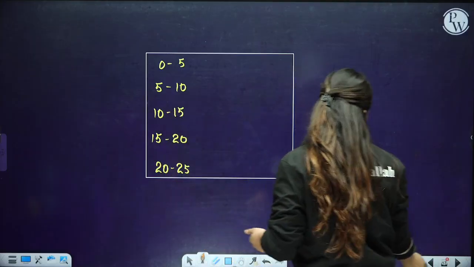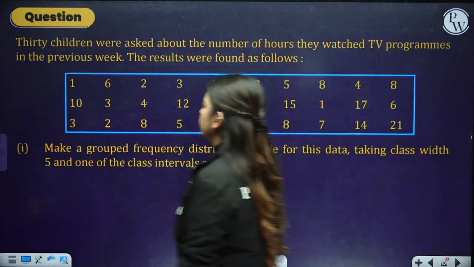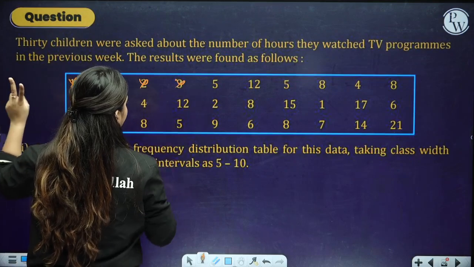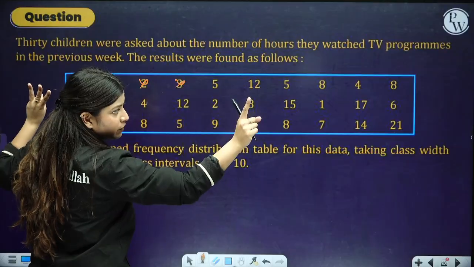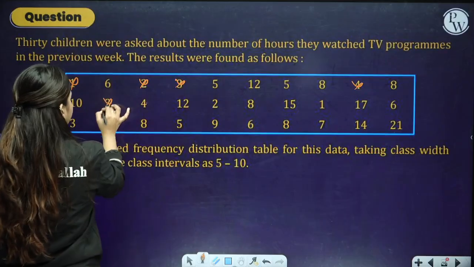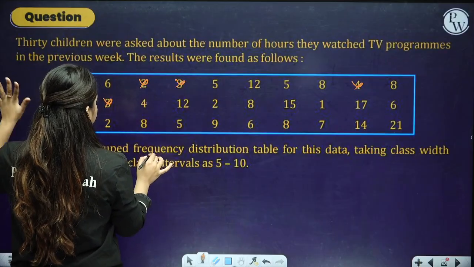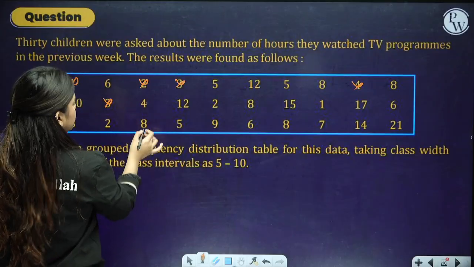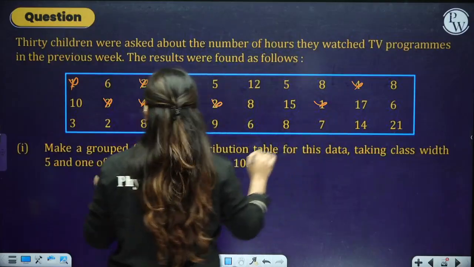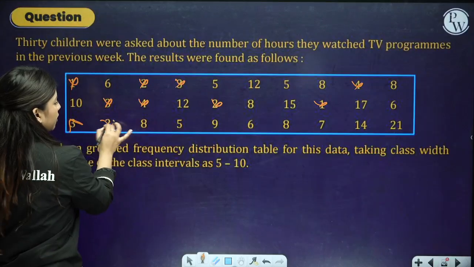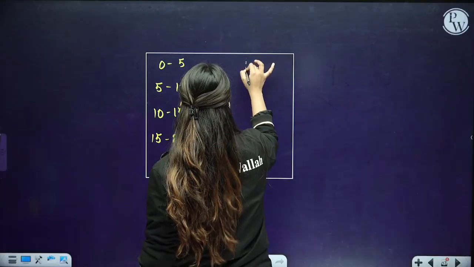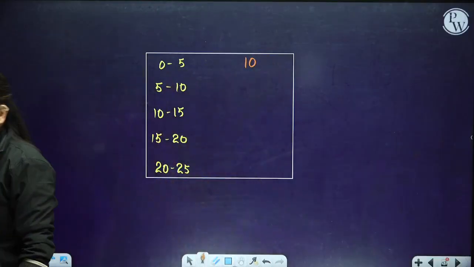Okay, now let's see 0 to 5. How many children are between 0 to 5? 1 is between 0 to 5, 2 is, 3 is, 5 is not in between 0 to 5, 4 is in between, 3 is in between. So we have 5, 6, 7, 8, 9, 10. So 10 children have a count between 0 to 5.